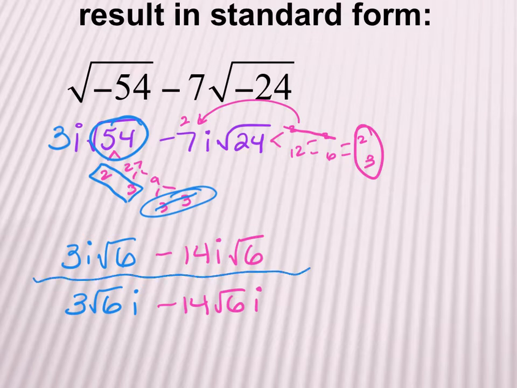So now they both have an i, and they both have a square root 6, which means I can do 3 minus 14, or negative 11i root 6, which can be written like that, or negative 11 root 6i, as long as the i is not underneath the root.